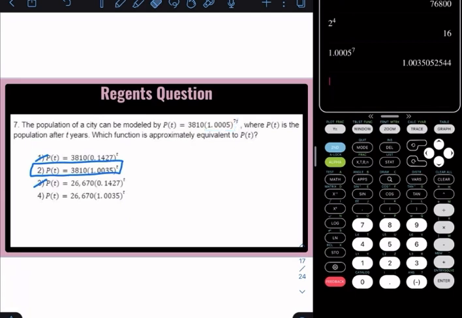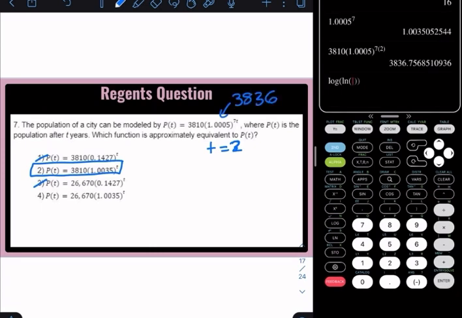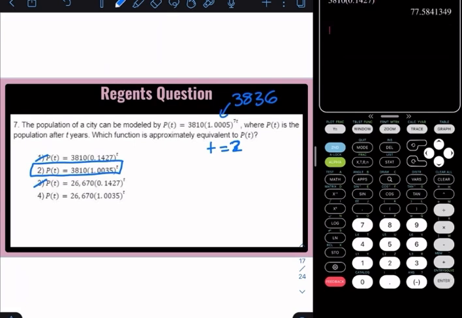We're going to make t equal to 2, and let's see what we get. 3,810 times 1.0005 raised to the 7 times t, which is going to be 2, equals 3,836. If you try the first answer choice, you would get 3,810 times 0.1427, with t equal to 2. Not the same. Let's try number 2: 3,810 times 1.0035, and let's make the exponent 2. Hey, that is the same, so it's answer choice 2.